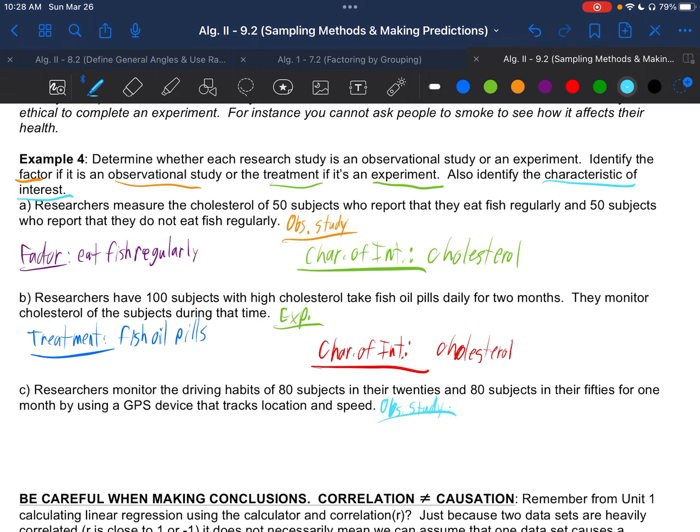Nothing is being altered between the two. They're merely just observing what's happening. So the factor here that they're seeing the difference between these groups that they've set apart is a person's age. So whether a person is in their 20s or their 50s.